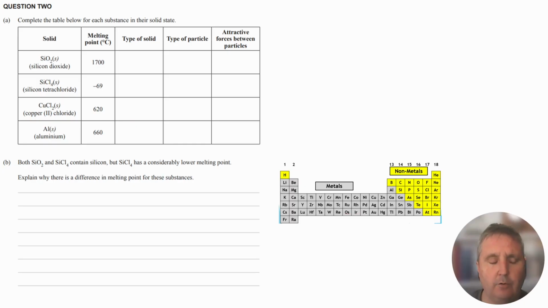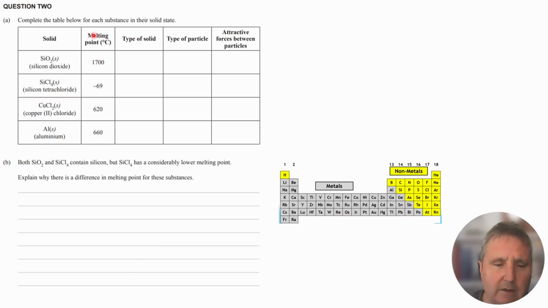Okay, question 2. So question 2 is we're looking at substances. So we're looking at types of substances that we can put molecules into, or compounds into. So here we've got a table we have to complete first. It says complete the table for each substance in their solid state, and we're given 4 different substances. Now you should be familiar with these tables. In this case, they'll give you a merit if you do it completely correctly.